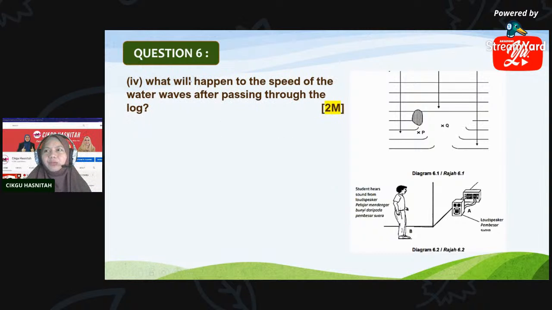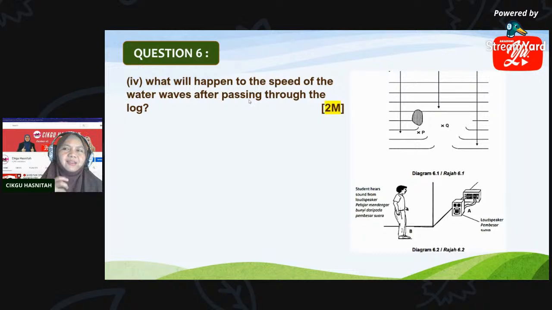Okay, next class, question number 4. What will happen to the speed of the water wave after passing through the log? Any changes happen to the speed? Amplitude decreases. How about speed? Okay, what do you remember about a diffracted wave? Did the speed change after diffraction or remain the same? If it changes, does it increase or decrease? Speed of wave after passing through the log.